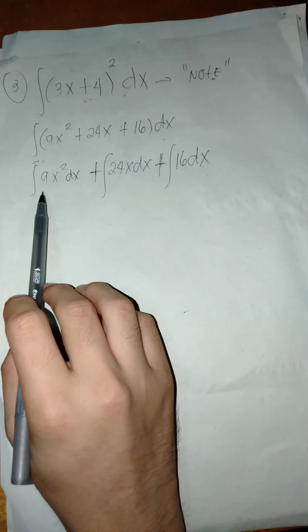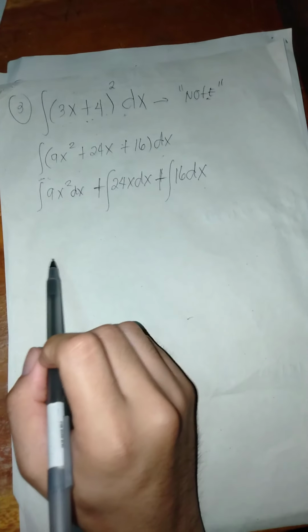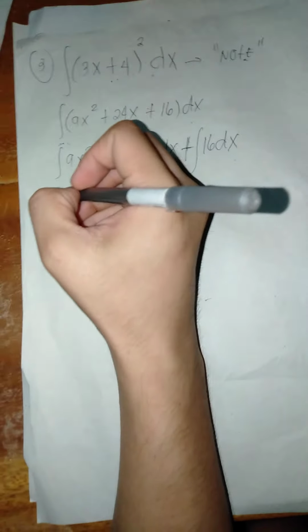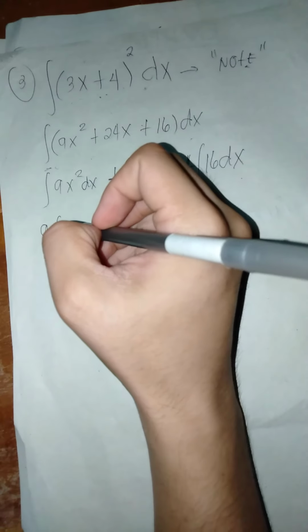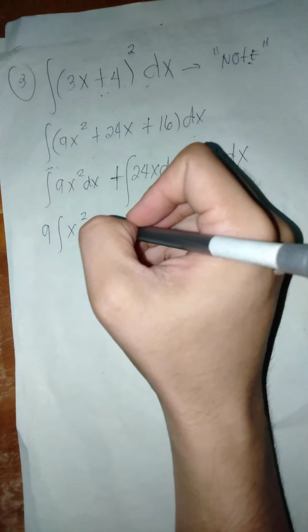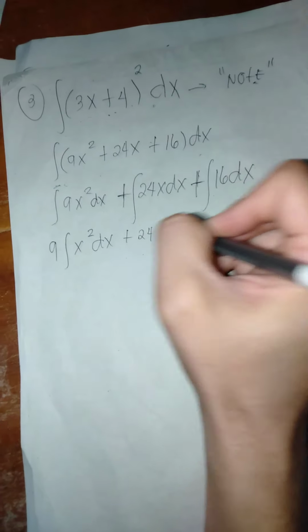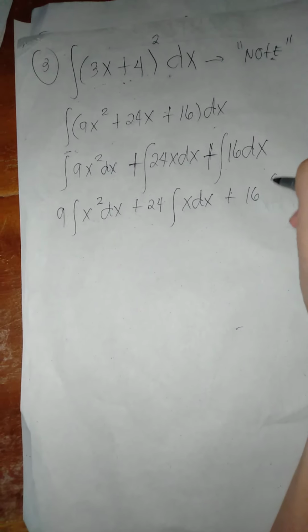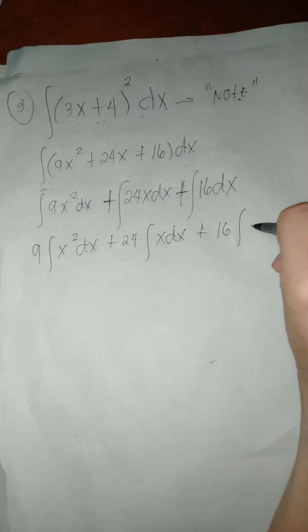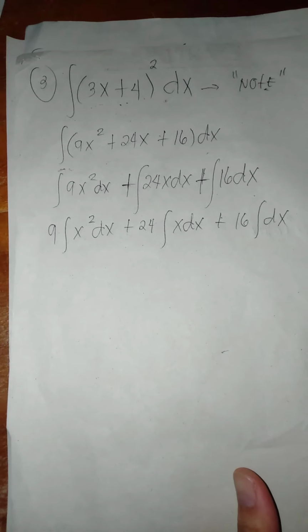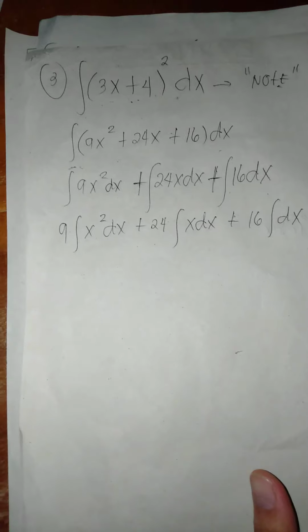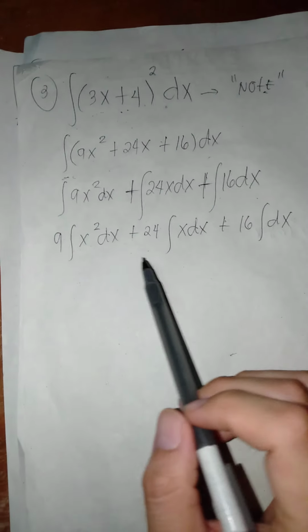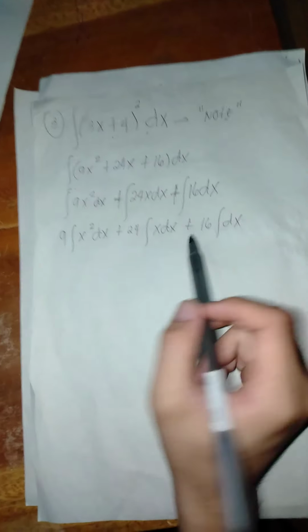So, next, since may constant tayo, diba? So, 9, 24, and 16. So, constant yan. Ilalabas natin yan. We pull this out of the integral sign. So, magiging 9 integral of x squared dx plus 24 integral of x dx plus 16 integral of dx na. Okay? So, clear? So, pinull out natin yung mga constant. After pulling out the constant, we're gonna apply power formula. Since may exponent tayo, or nakalagay sa exponent yung x natin.